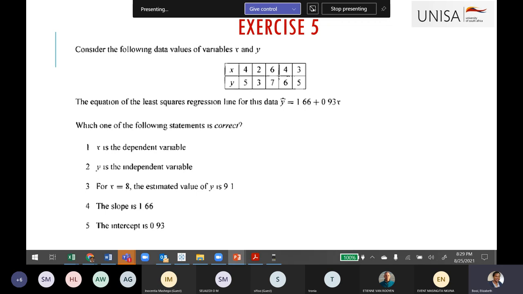You have the data. If this is the regression line, which one of the following statements is incorrect? So here, they are actually not expecting you to do any calculations because they gave you the regression line. Easy to calculate the rest of them. So here they say if x is 8, so you just substitute the value of x with 8 and calculate the value of y. They are asking you if this is the correct value for the slope and this is the correct value for the intercept. That's all they're asking. So don't try and go to the Excel sheet.